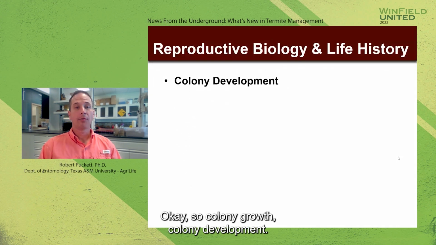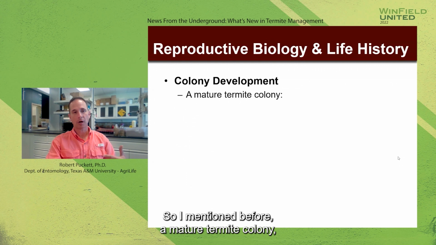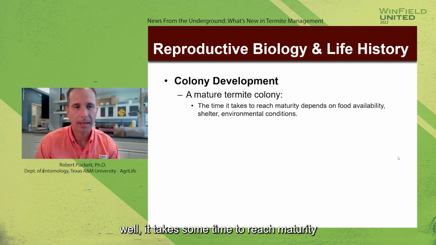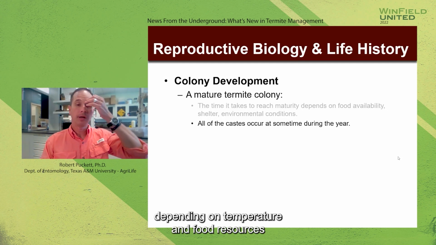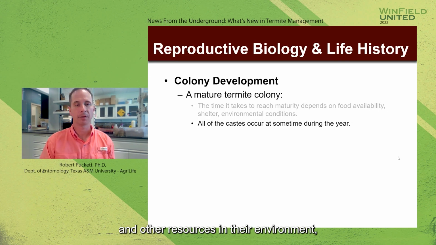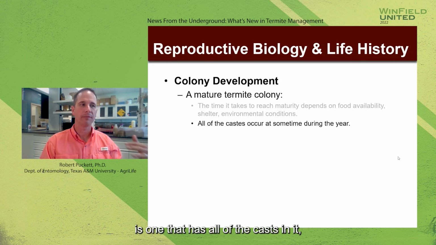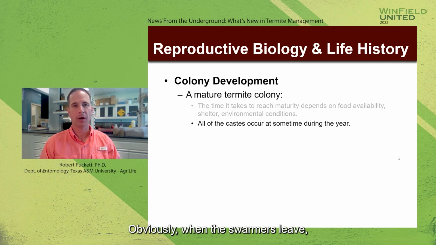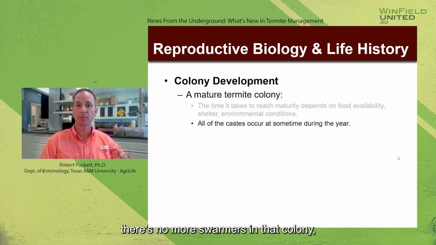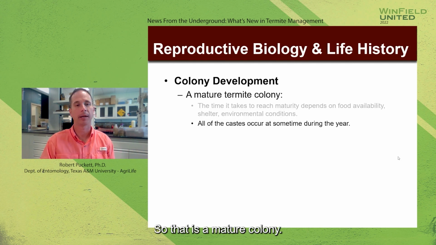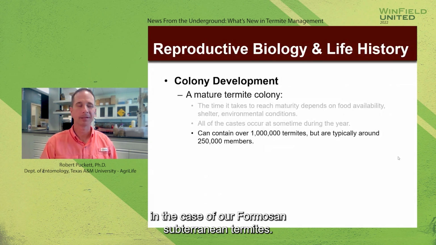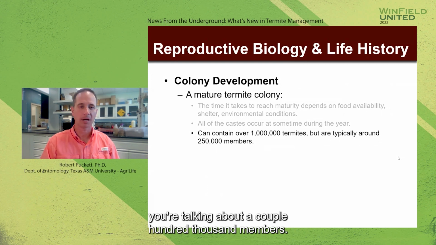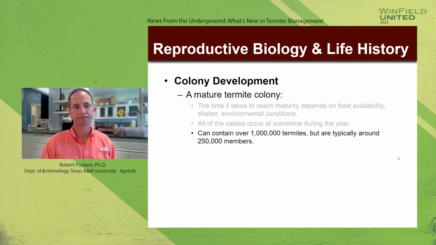Okay, so colony growth, colony development. So I mentioned before, a mature termite colony, well, it takes some time to reach maturity. And as I mentioned, yeah, it may take 5 years, depending on temperature and food resources and other resources in their environment. But it takes several years. And a mature colony, like I said before, is one that has all of the castes in it, at least for a portion of the year. Obviously, when the swarmers leave, there's no more swarmers in that colony, but they were there, right? So that is a mature colony. And depending on species, you might have upwards of 1 million termites in the case of our Formosan subterranean termites. Most of our native subterranean termites, you're talking about a couple 100,000 members.